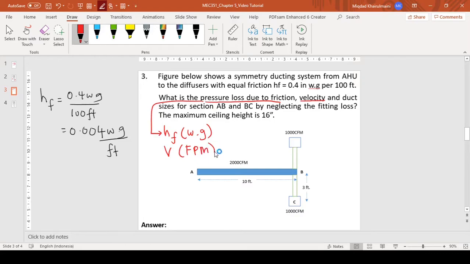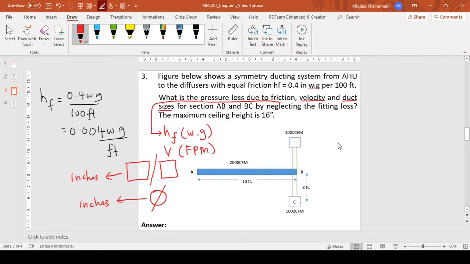And then the ducting sizes. We know that a ducting system can either be rectangular or square, so we have to find the size. And if we want to use round ducting, we have to find the diameter. The units for rectangular or square ducting size and for diameter are in inches, neglecting the fitting losses. The maximum ceiling height is 16 inches.